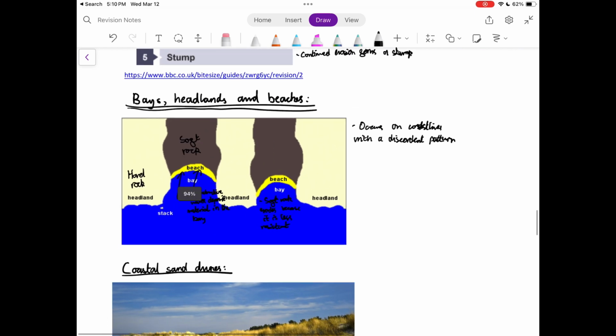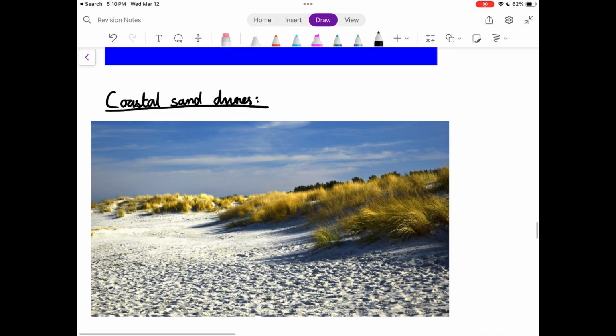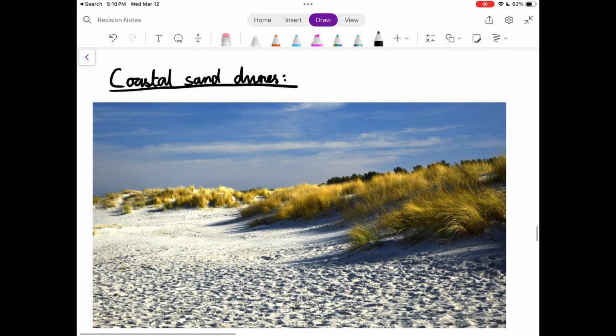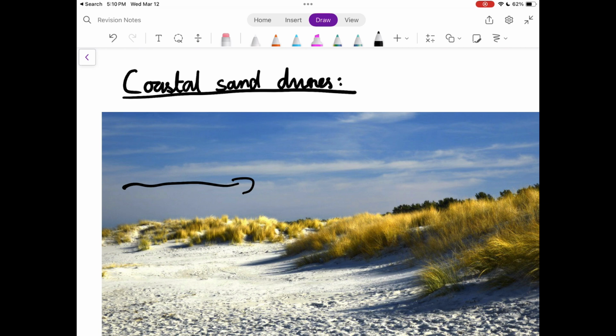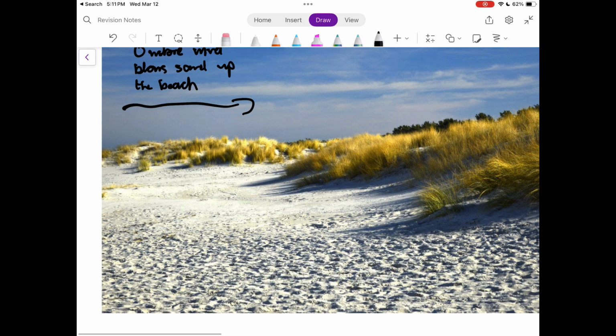Okay, so now finally we're going to be going on to coastal sand dunes. So basically how this works is that onshore wind will blow in this direction. So onshore wind blows sand up the beach. And on the beach there may be different obstacles. There may be a piece of driftwood, there may be rocks, there may be pebbles.